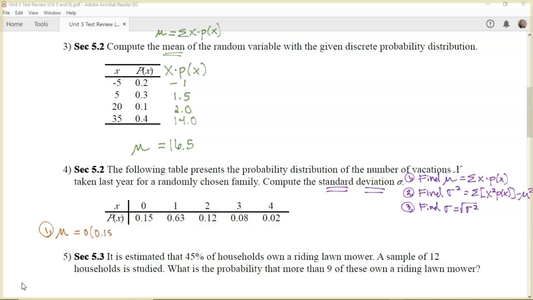All right, so I'm going to take each x value times its probability. So 0 times 0.15, 1 times 0.63, and so on, all the way up to the last value, which was 4 times 0.02. And that will give me the mean. And in this case, it was 1.19 vacations.